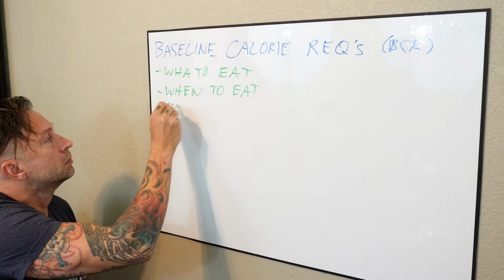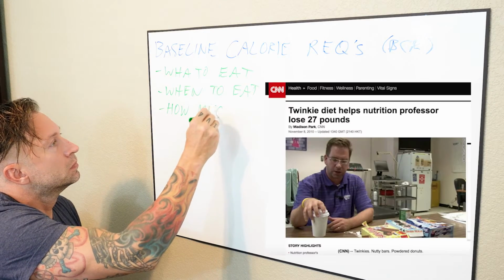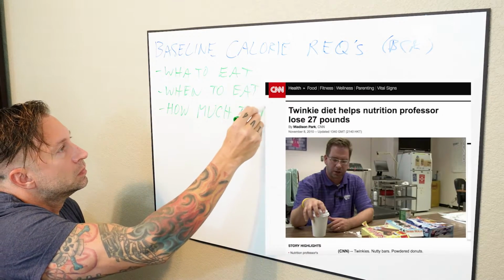The third component is how much to eat. And as loosely proven with the Twinkie diet, the number one component up on this board for weight loss is how much you eat, how many calories you take in on any given day.